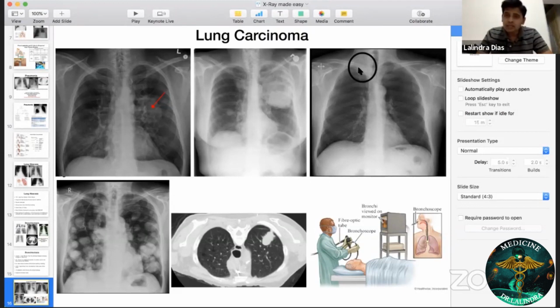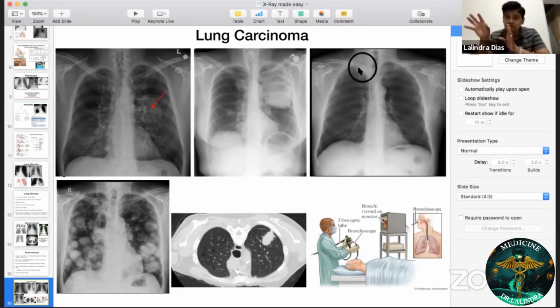All right, so that's about lung cancer. Just a little more theory about lung cancer. What are the causes of lung cancer? Lung cancer is divided as small cell and non-small cell. Small cell cancer is an endocrine tumor. It's also called oat cell carcinoma.